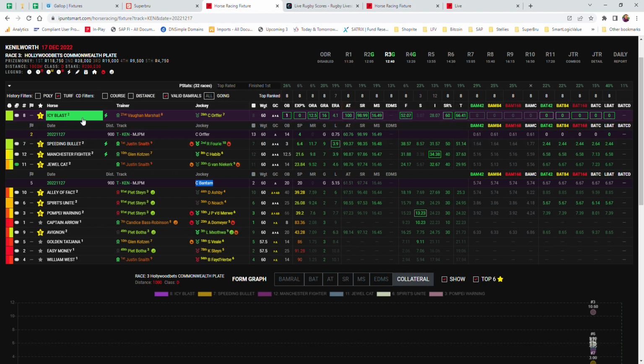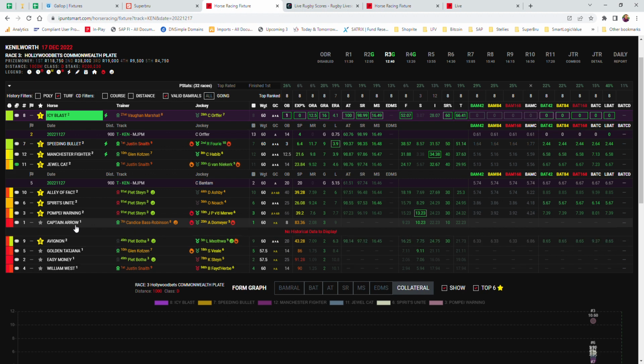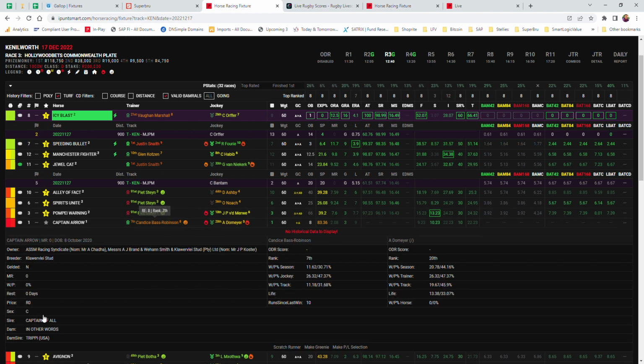So in this race, I'd say Icy Blast, Jewel Cat, I wouldn't leave out at that kind of a price. Manchester Fighter, Speeding Bullet, they must all have some sort of a chance. And then I can't speak for all these first timers, but Captain Arrow looked pretty decent on the breeding side. If you look at the breeding, you can quite simply just click on the name and you can see he's a Captain Alan and Trippy. So yeah, that is quite a good breeding to work from.